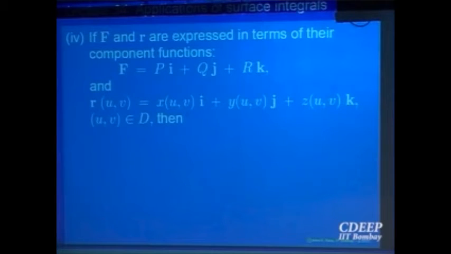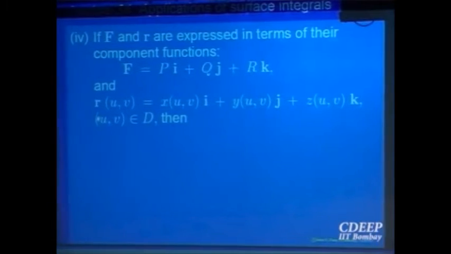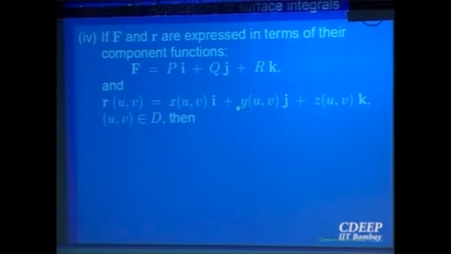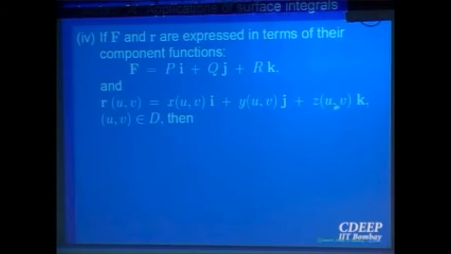Okay. Let us write everything in terms of component functions and see what our flux integral looks like. So F is Pi plus Qj plus Rk. The surface is given in terms of parameters, right? The parameterization is r(u,v) equal to x(u,v)i plus y(u,v)j plus z(u,v)k. So what do I want to compute? To compute F dot n dS, I have to look at ru cross rv, right? F dot (ru cross rv) dudv. That is going to be my integral.